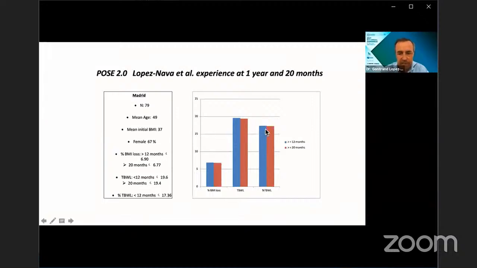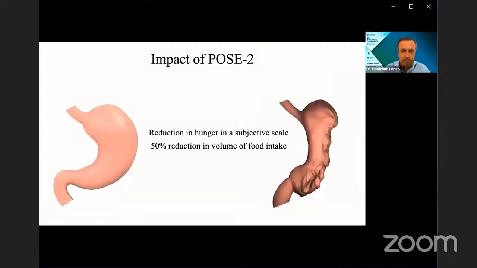Total body weight loss and percentage of total body weight loss is still, at 2 years, or 20 months, sorry, between 15 and 20%, which is good. And again, with no serious adverse event. We had one endoscope and one perforation that we solved endoscopically using one of the applications. So we were happy to do this.